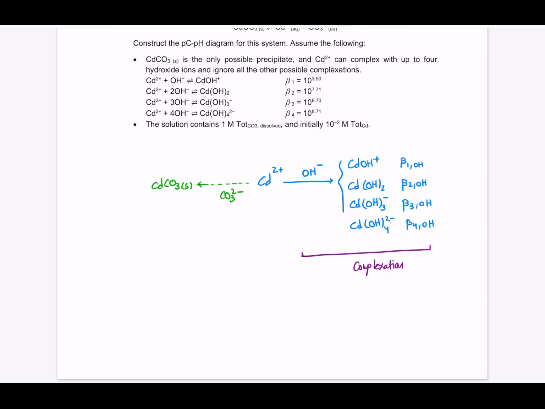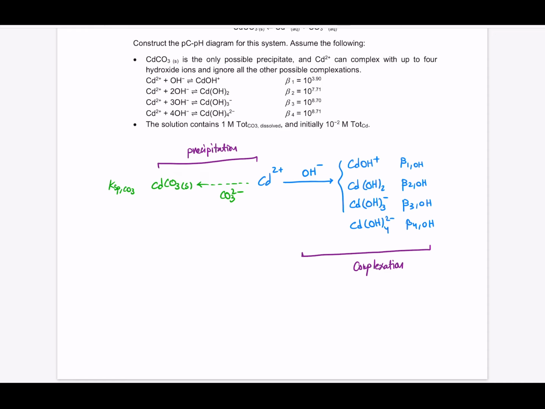And this reaction, the equilibrium would be KSP for CO3. So the KSP of the reaction indicates, or can be used for, the precipitation possibility of cadmium.